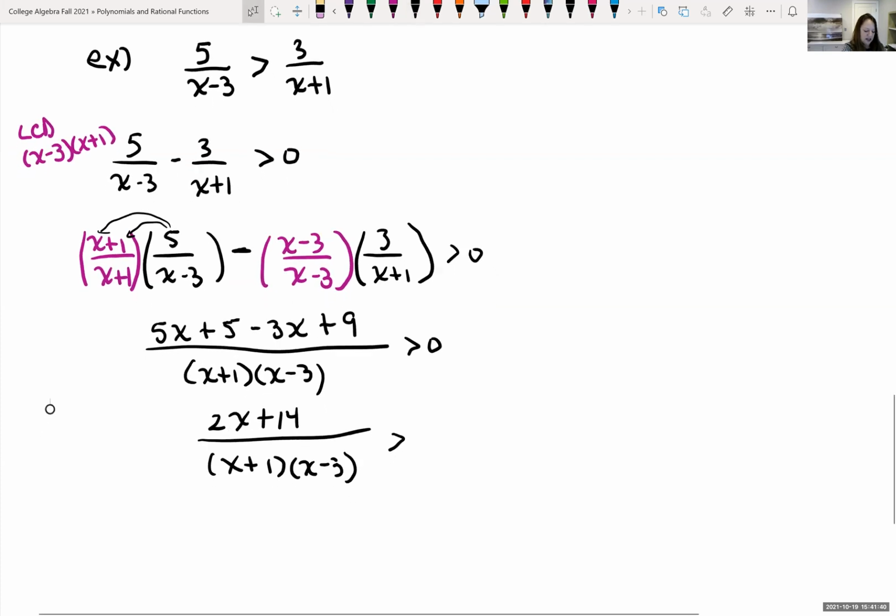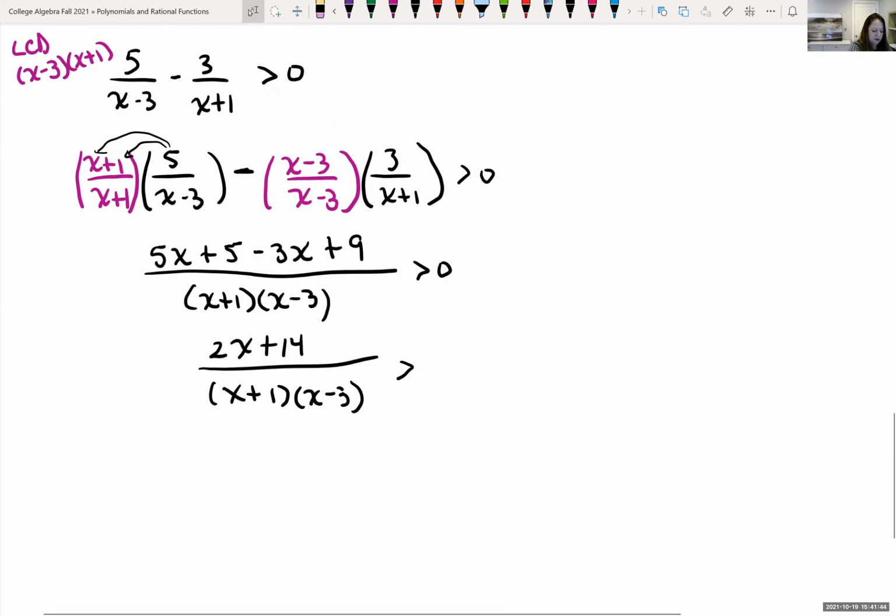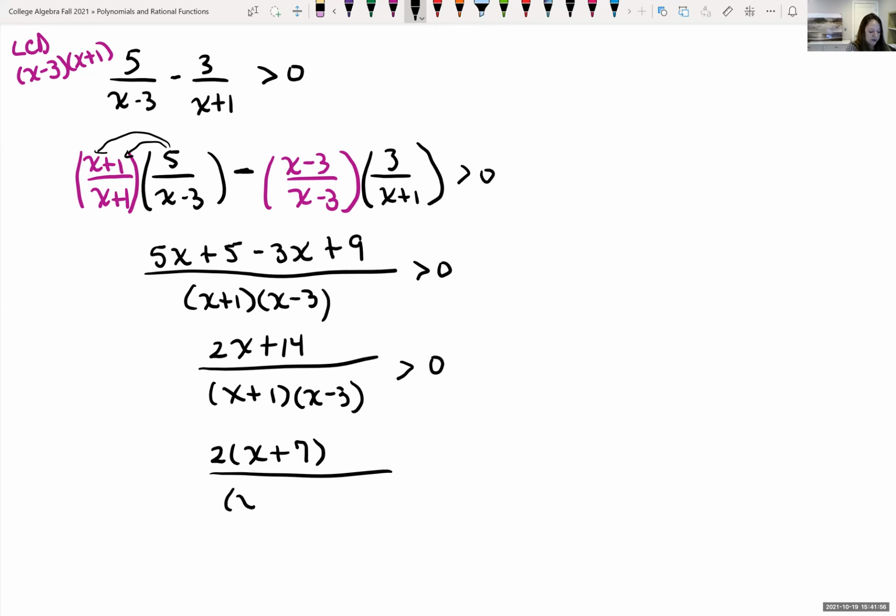We can factor out a 2 if we wanted to from the numerator. It doesn't really matter, but I'm going to do it anyway. So factoring out a 2 in the numerator, we have 2 times the quantity x plus 7 all over x plus 1 times x minus 3.